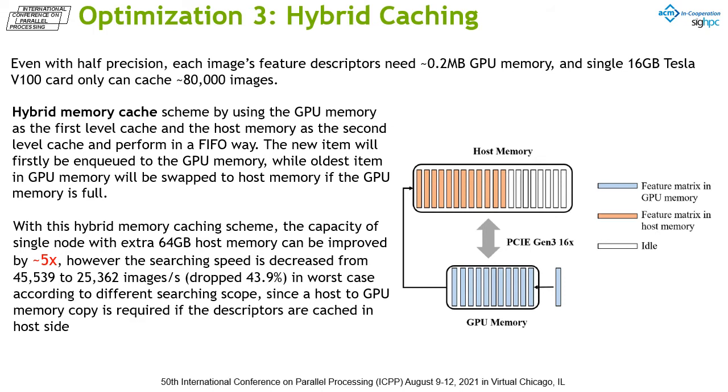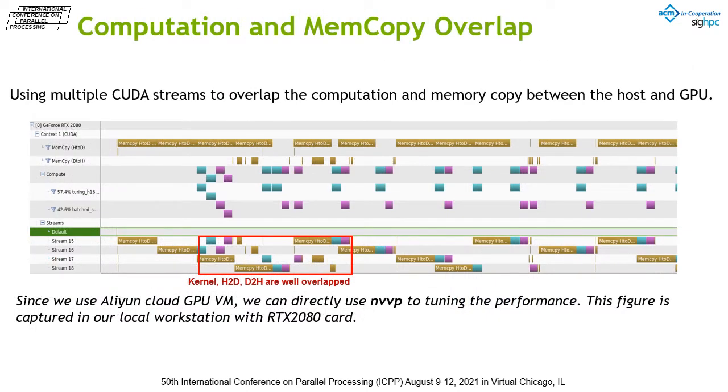However, the search speed drops by 43.9%, since a host to GPU memory copy is required if the features are cached on the host side. Since we use the host memory to enlarge the capacity, we should overlap the computation and the memory copy to boost the performance. In this paper, we use multiple CUDA streams. From this figure, we can see that the computation and the memory copy are well overlapped.